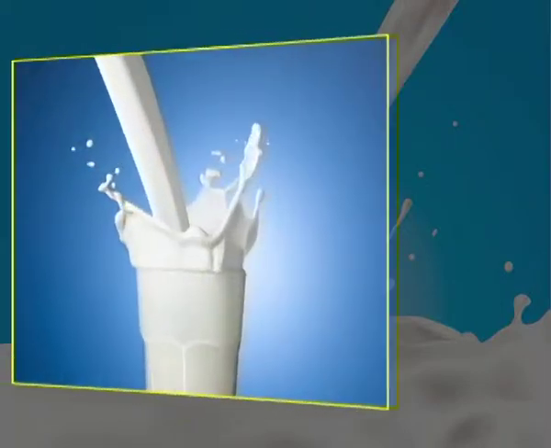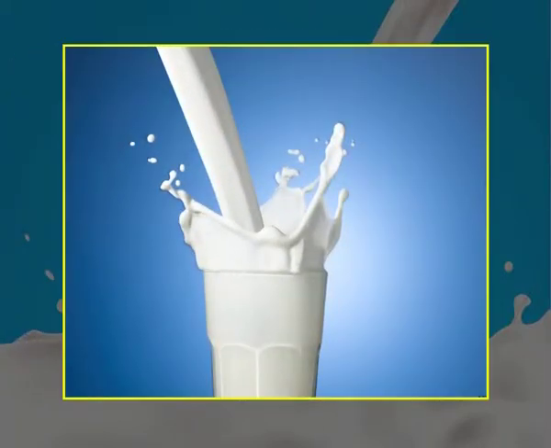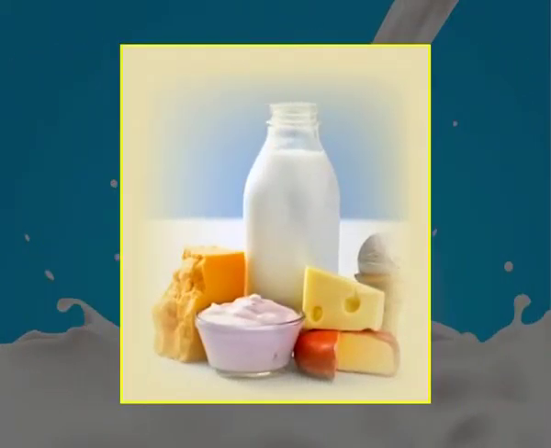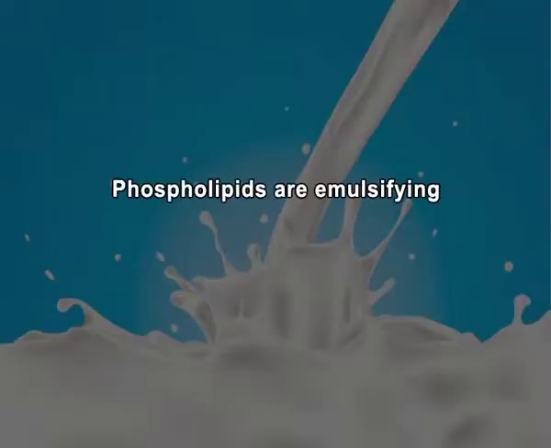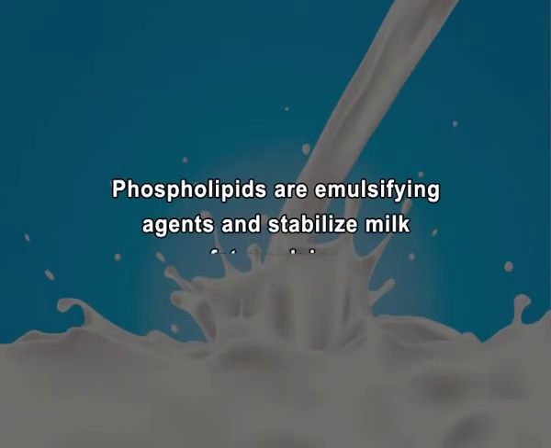Lecithin forms an important constituent of the fat globule membrane and contributes to the richness of flavor of milk and other dairy products. It is highly sensitive to oxidative changes, giving rise to oxidized metallic flavors. Phospholipids are emulsifying agents and stabilize milk fat emulsions.